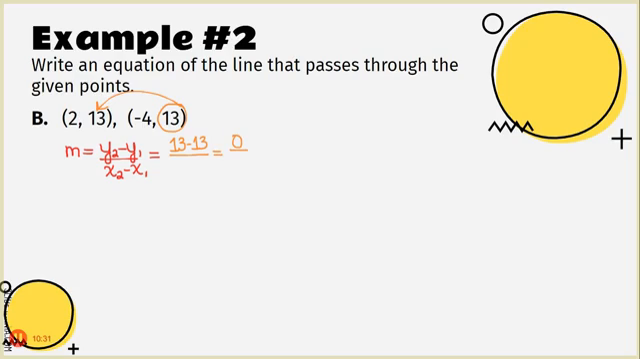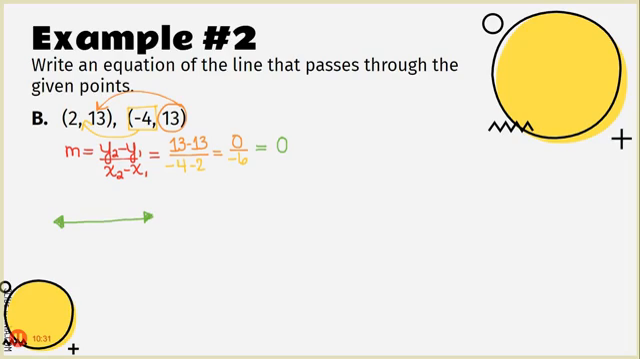And if I started with the second 13, I have to start with the matching x value, which is -4. And so I'm going to take -4 minus 2, which is -6. And 0 divided by any number is 0. So since I have a slope of 0, I automatically know that this is a horizontal line. A slope of 0 is a horizontal line.